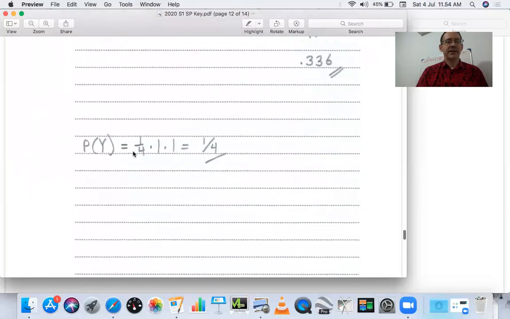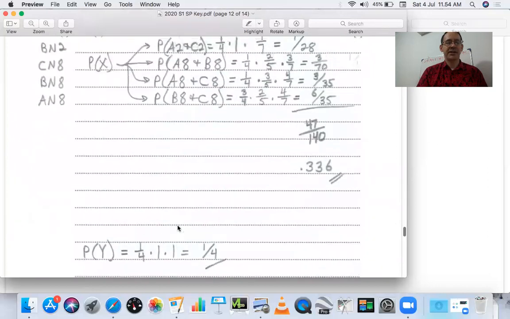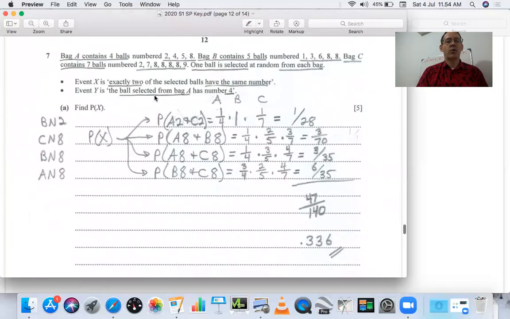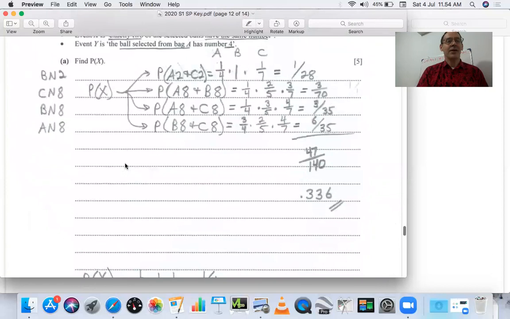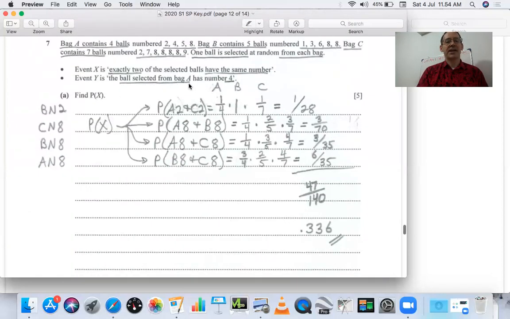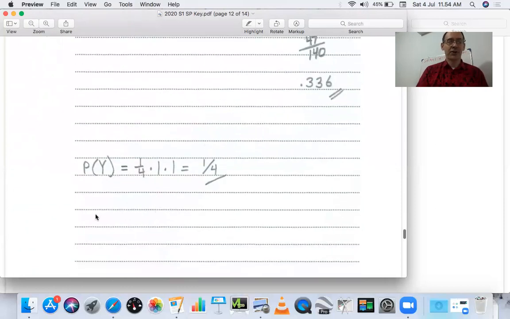Then down here, I found P of Y because of the next question down here. P of Y is the event that the ball selected from A is a 4. Well, A only has 4 balls, and there's only one of those that's a 4. So the probability that the ball selected from bag A is 4 is 1/4. It doesn't matter what B and C are, so they're just 1s. And you get a 1/4 for the event of Y happening. So again, B and C don't matter. You're just looking at the 4 from bag A.